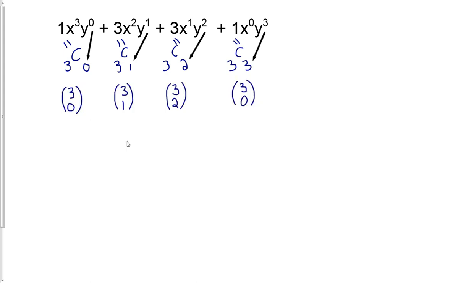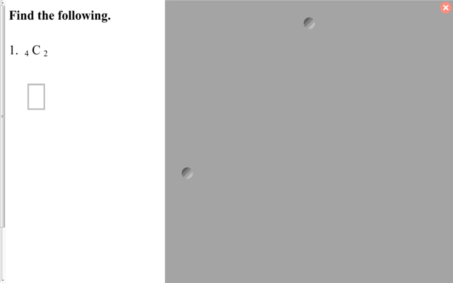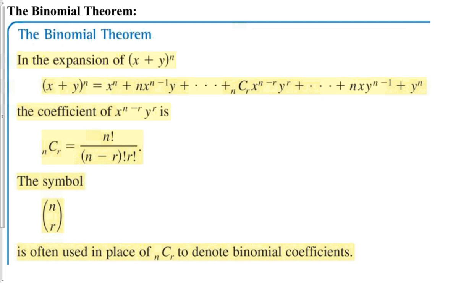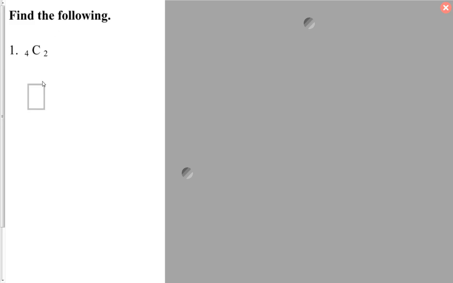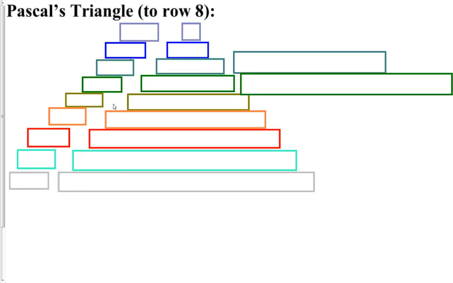We can also use those little parentheses for them, and you'll see that in a moment in the vocab. But first, find the following. 4 choose 2. You can technically go back and let's find row 4. 4 choose 2: 0, 1, 2. 4 choose 2 is 6. And it's got that in common.